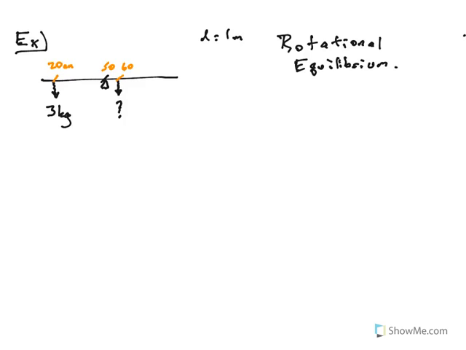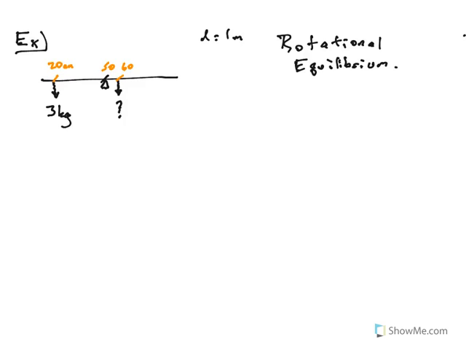Now, at first, naively, we would say, well, if it's 3 kilograms on the left, we need to put 3 kilograms on the right, because the left side needs to balance the right side. And the sum of the forces on the left is 3, so the forces on the right should be 3 as well. That would be nice, but it's not true.